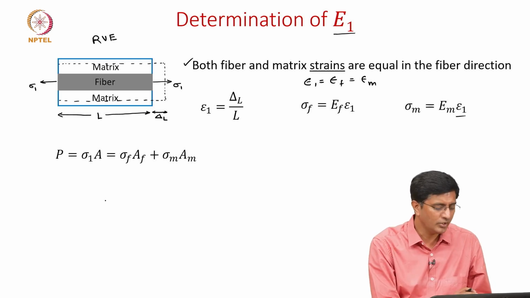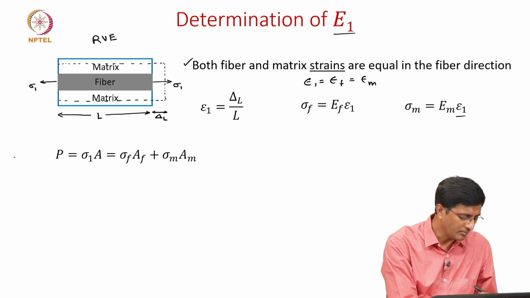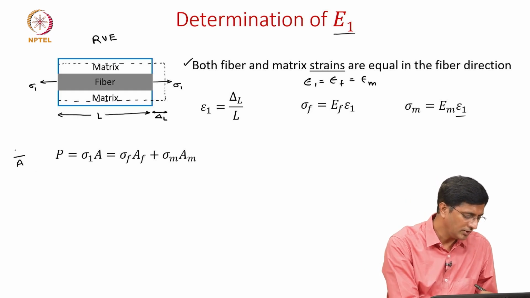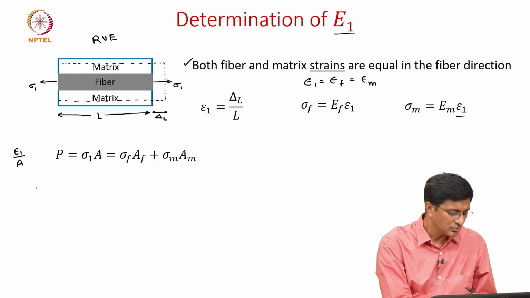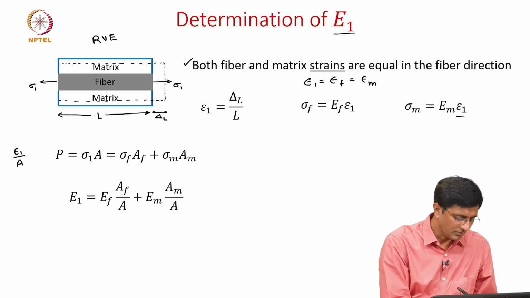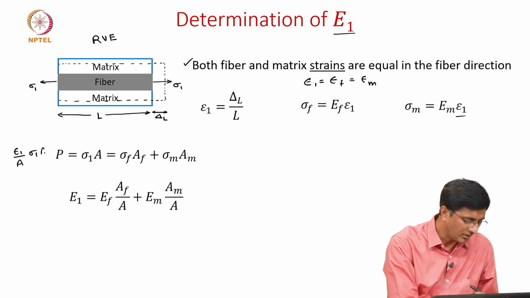With this equation we'll do two things. First, we'll divide both sides of the equation by A and multiply both sides of the equation with epsilon 1. So once we divide with A, we get, for the left side of the equation, what remains is sigma 1 A divided by A.